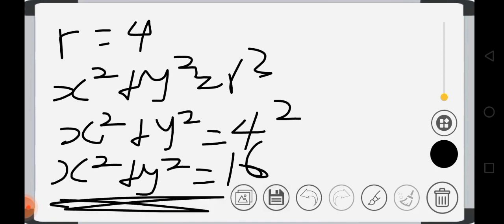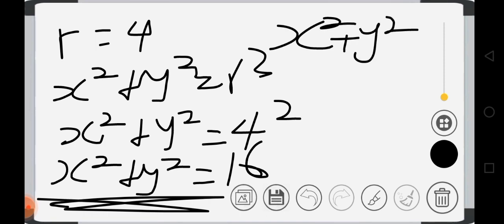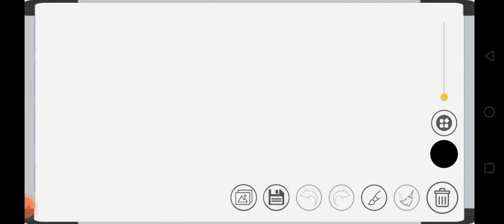Or you can also say x squared plus y squared minus 16 equals 0. Let's move 16 to the other side. It's as simple as this. So this is the equation of a circle whose center is at the origin.